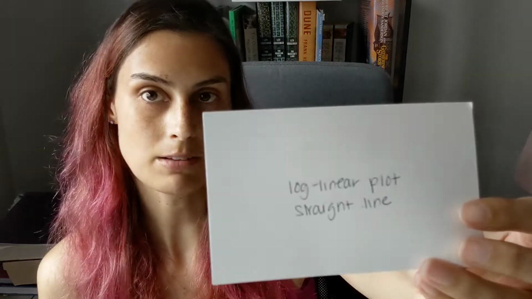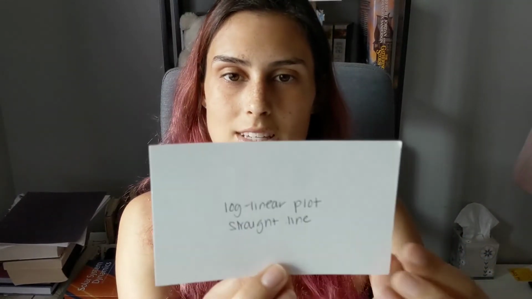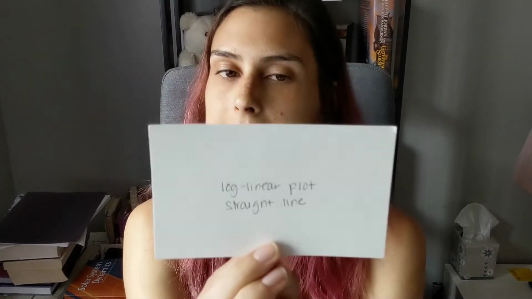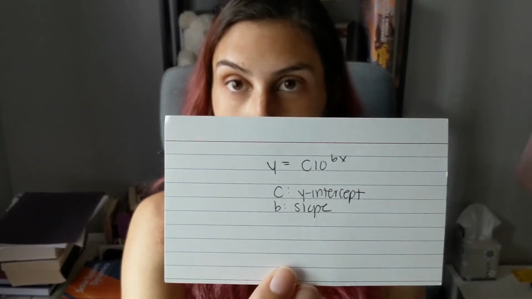What does a straight line mean on a log linear plot? That means you have a function that takes the form y equals c 10 to the bx, where c is the y-intercept of that straight line, and b is the slope of that line.